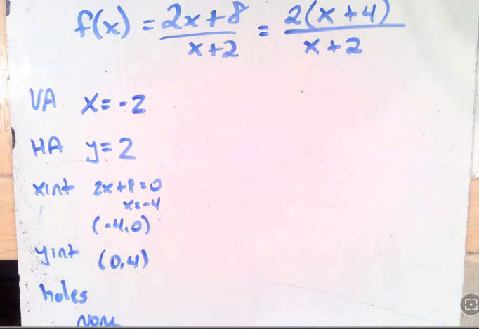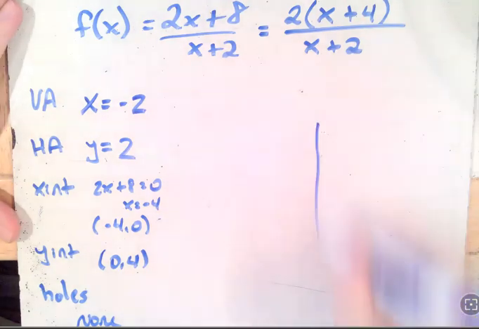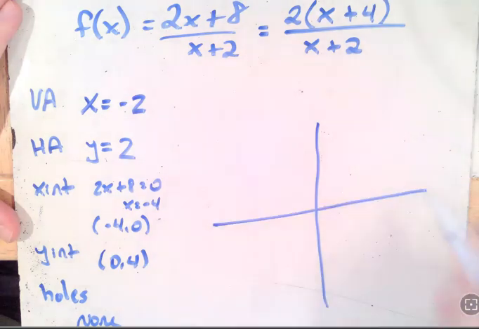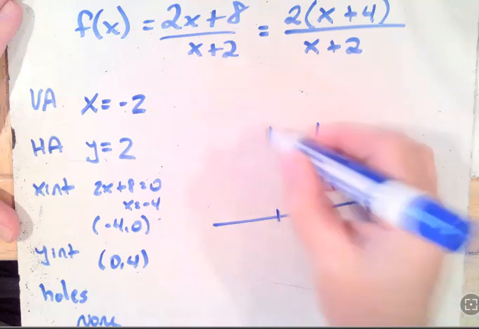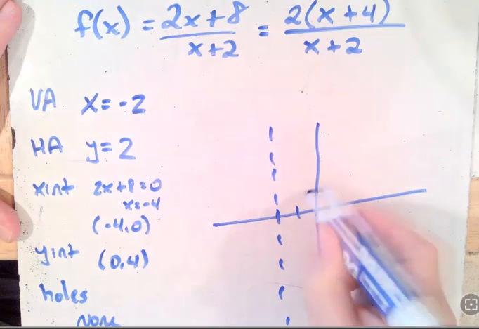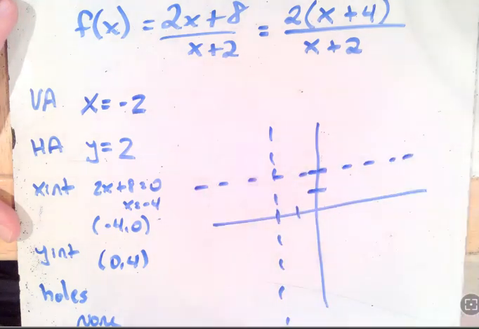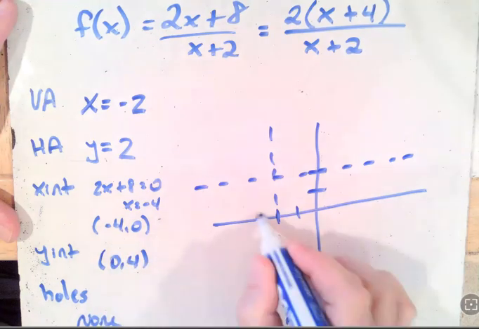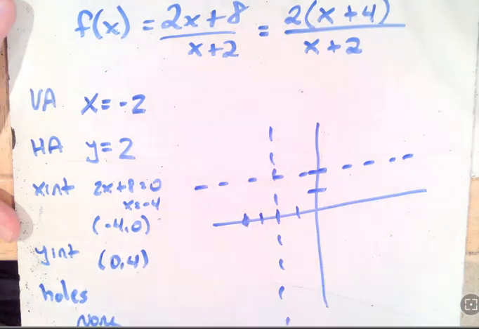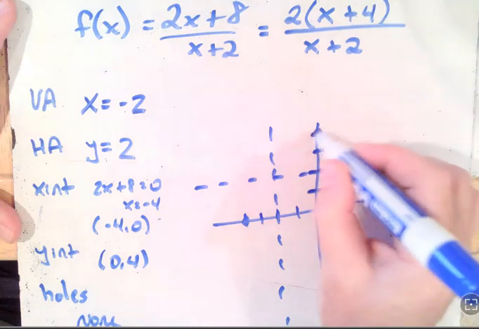Once you have all these characteristics laid out, it becomes pretty simple to graph it. We make an xy table. We have a vertical asymptote at negative 2, so we draw a vertical asymptote. We have a horizontal asymptote at 2, so we draw a horizontal asymptote. We have an x-intercept at negative 4, so we can put a dot here. And we have a y-intercept up here at positive 4, so we can put a dot here.